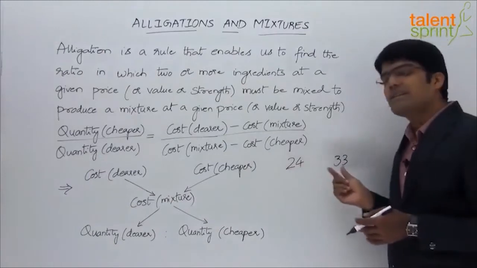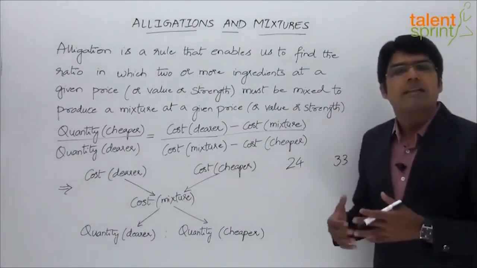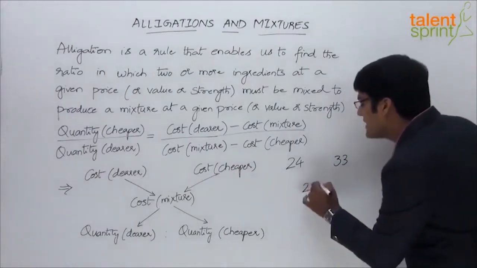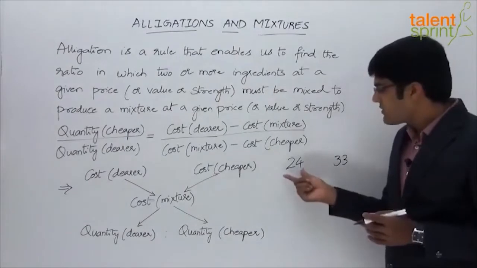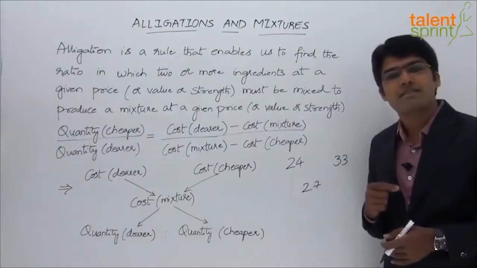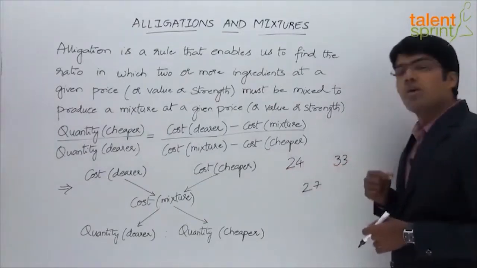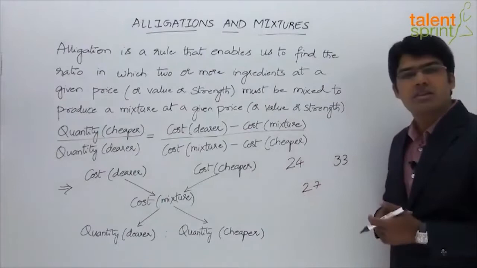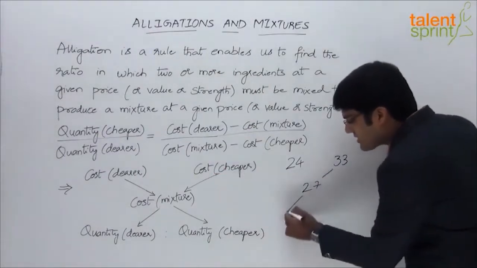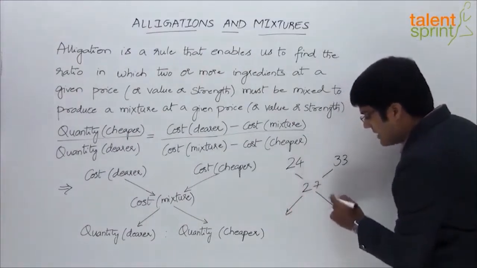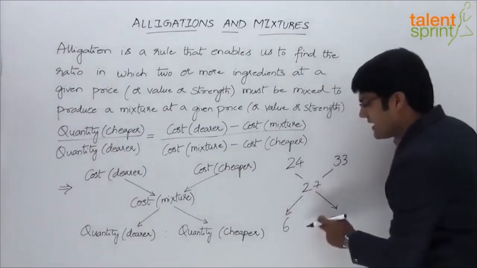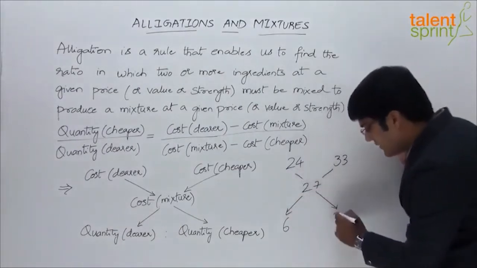Now when these two qualities of wheat are mixed in a certain ratio, we get a mixture which is at 27 rupees per kg. Right, so the cost of cheaper, the cost of dearer and the cost of the mixture or the mean cost. Now the question is, in what ratio should we mix these two qualities so that we obtain a mixture at 27 rupees per kg? Now as per the alligation rule, we just have to take the cross differences to get the ratios. Now 33 minus 27 is 6 and 27 minus 24 is equal to 3.